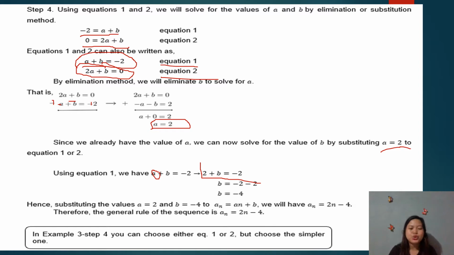Hence, substituting the values a is equal to 2 and b is equal to negative 4 to a sub n equals an plus b, we will have the equation a sub n equals, 2 for a and negative 4 for b, so 2n minus 4. Therefore, the general rule of the sequence is a sub n equals 2n minus 4. And this is the answer for number 3. For those that cannot be solved by inspection, this is how we solve it.